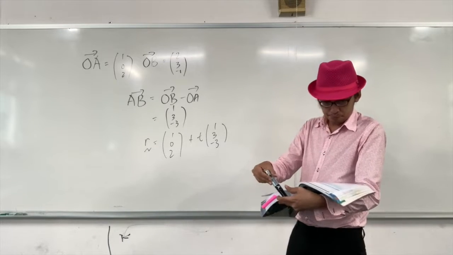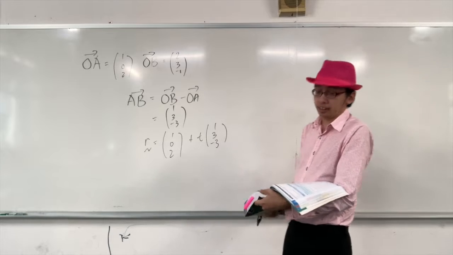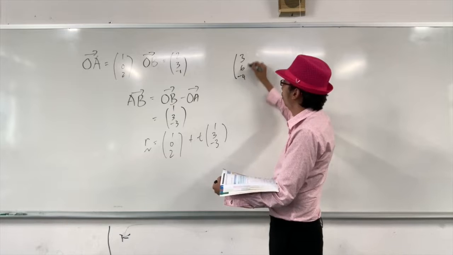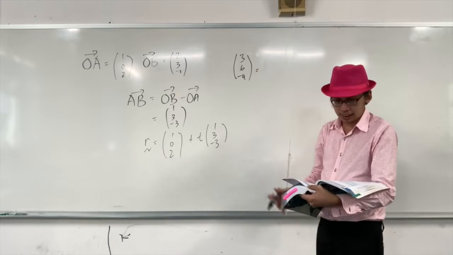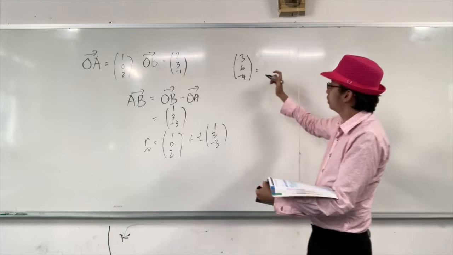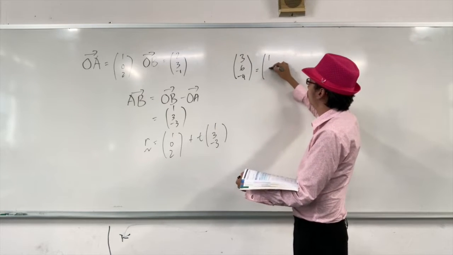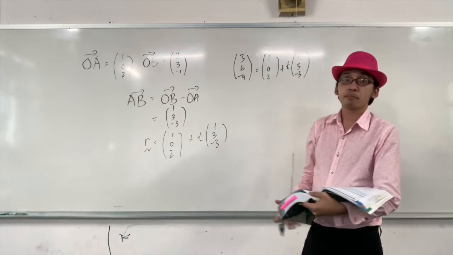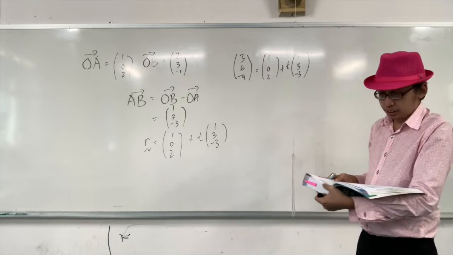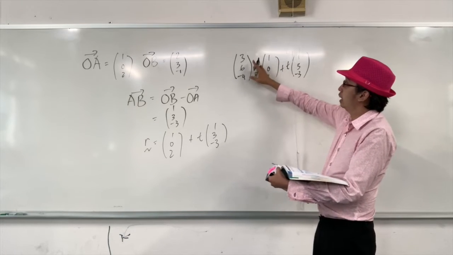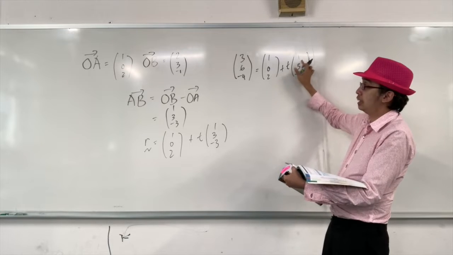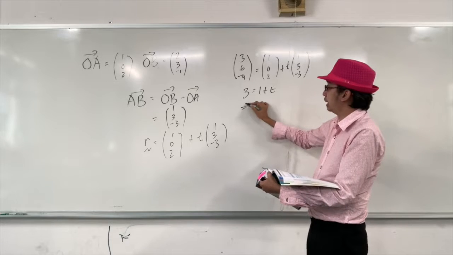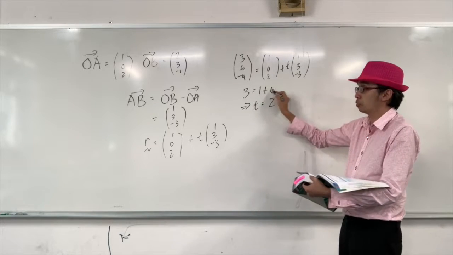So what we do is we plug in (3, 6, -4) as a column vector, and then we see whether it tallies or not. We're going to use (1, 0, 2) plus t times (1, 3, -3). Once you do that, if you solve the first line, 3 equals 1 plus t. It will lead you to say that t must be 2, because 3 equals 1 plus 2.